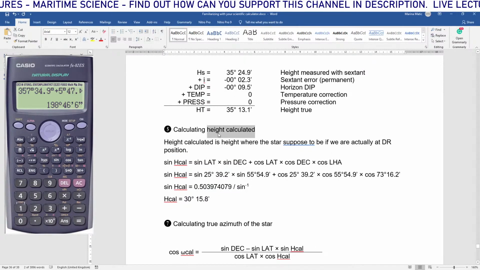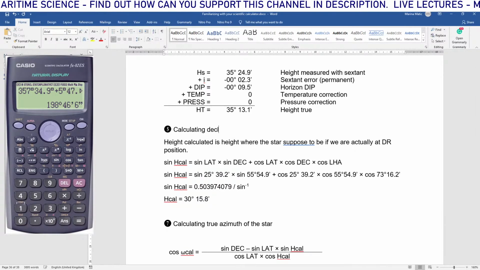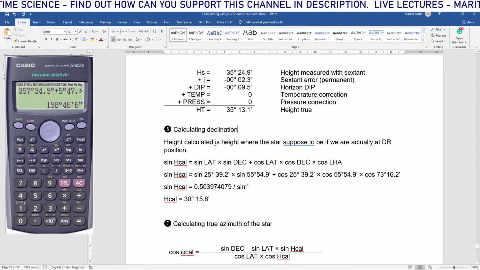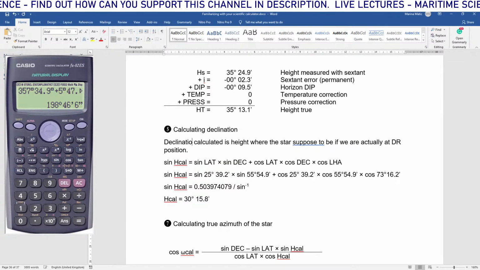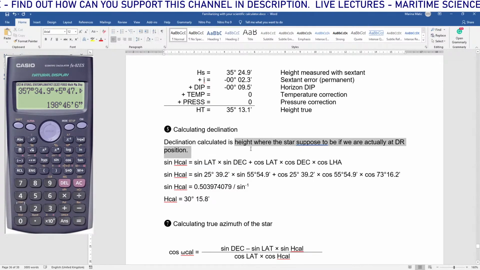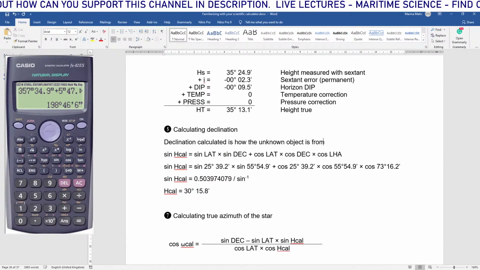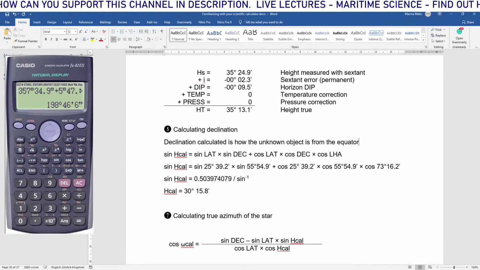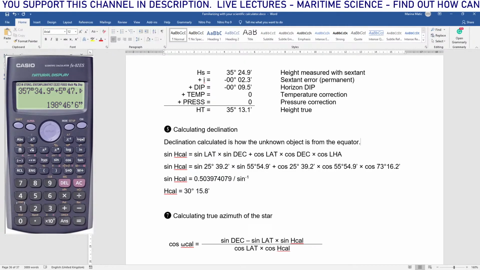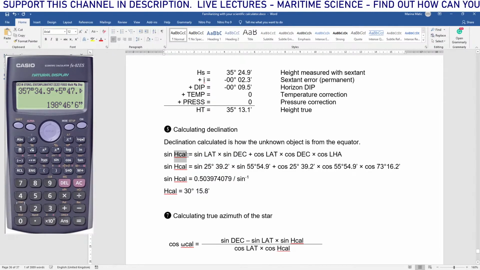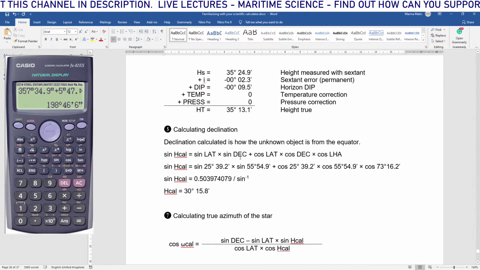Now, we do not calculate height calculated because we do not know declination. So because we do not know declination, we are actually calculating the declination of an unknown object. Now, declination calculated is how far the unknown object is from the equator, because declination is the angle between an unknown or celestial object and the equator. So in order to do this, because we have a trigonometry rule, this is a side of the triangle, this is a side of the triangle, and this is a side of the triangle.